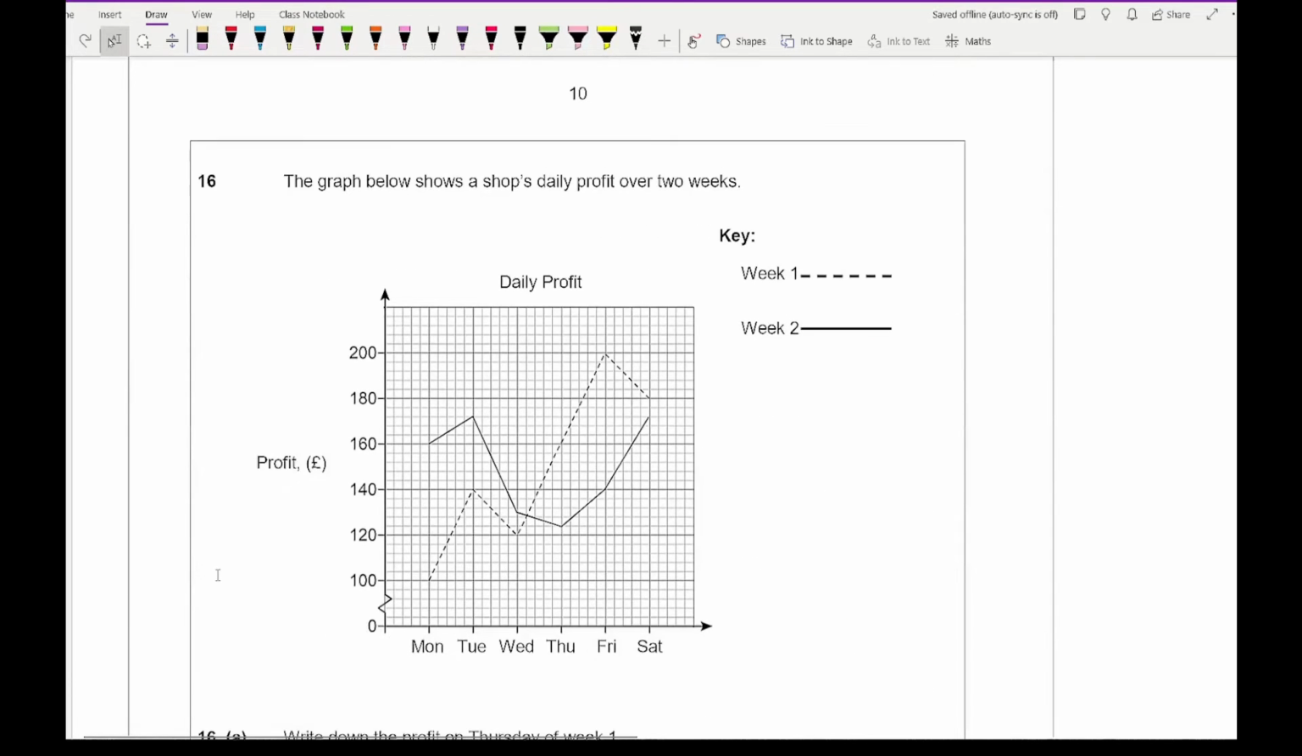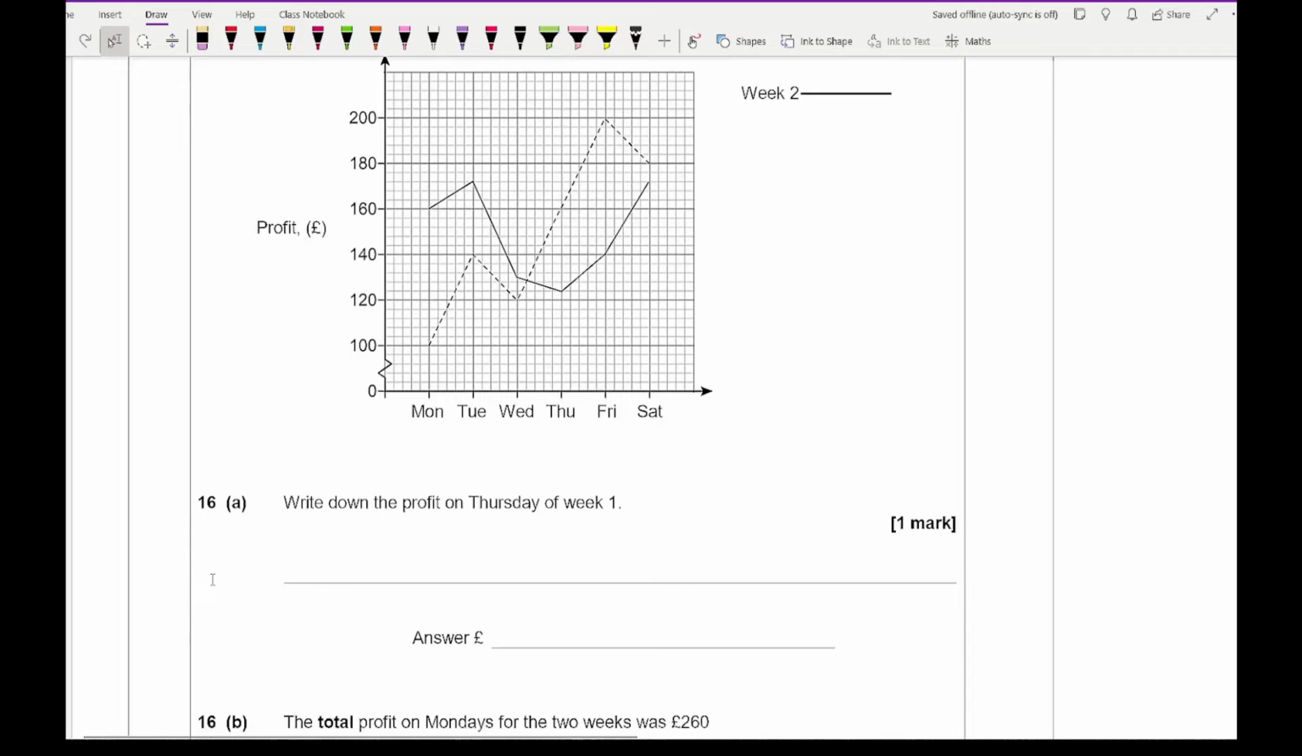Moving on to question 16, it says the graph below shows a shop's daily profit over 2 weeks. And it says write down the profit on Thursday of week 1.